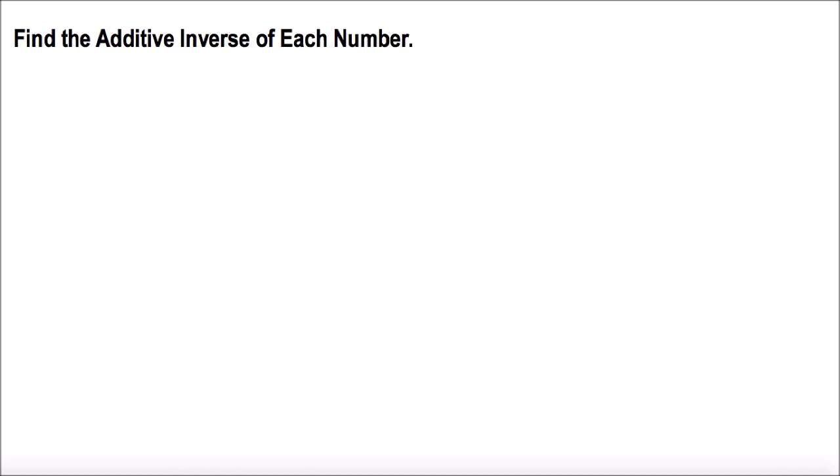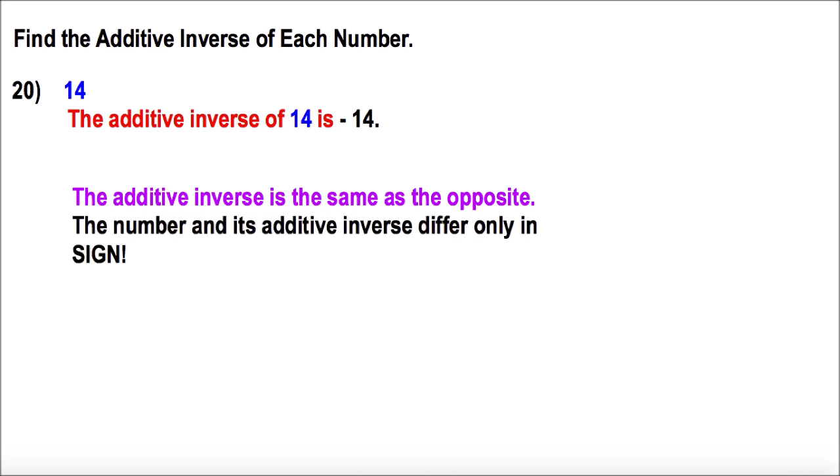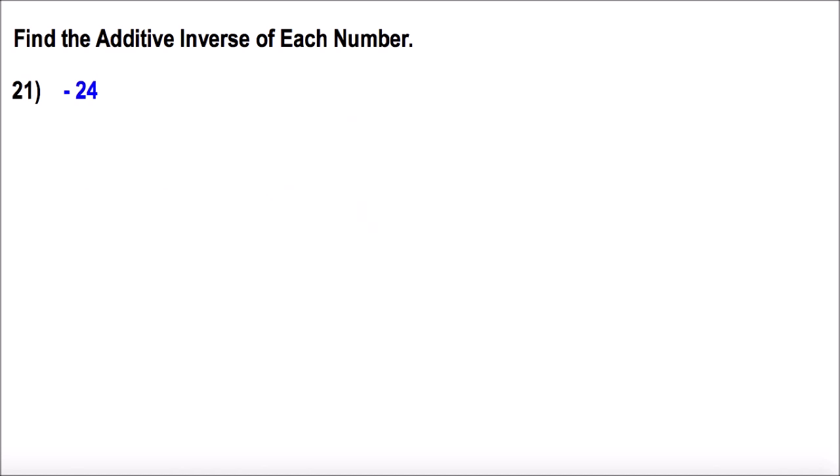Find the additive inverse of each number. 14. The additive inverse of 14 is negative 14. The additive inverse is the same as the opposite. The number and its additive inverse differ only by their signs. Negative 24. The additive inverse of negative 24 is 24.